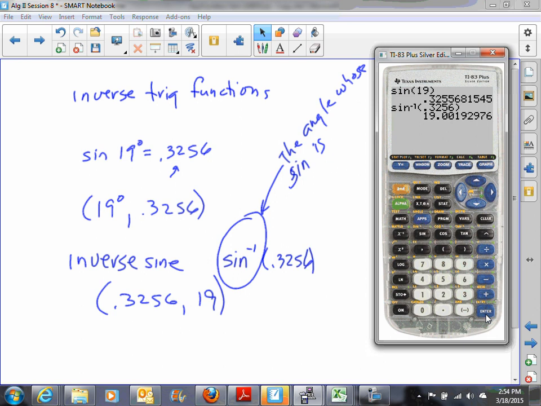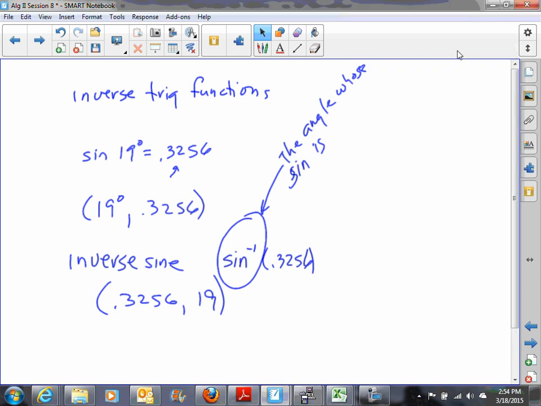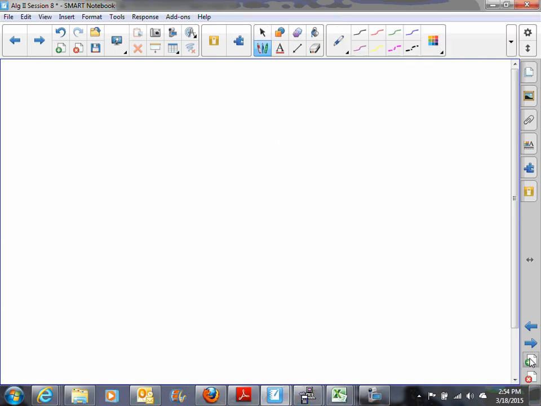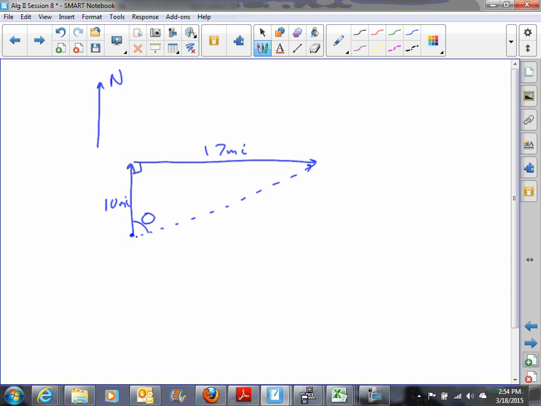Now, let's see if I can give you an example of that. Okay, imagine that we have a map here, and this is north. Now we have a boat out on the water, and it travels 10 miles north, and then it travels 17 miles east. And the question is, what is the angle that the boat now makes with its original position? In other words, what is this theta right here?